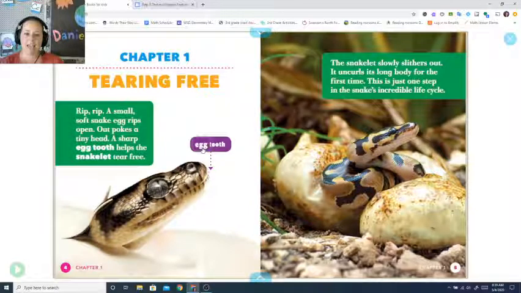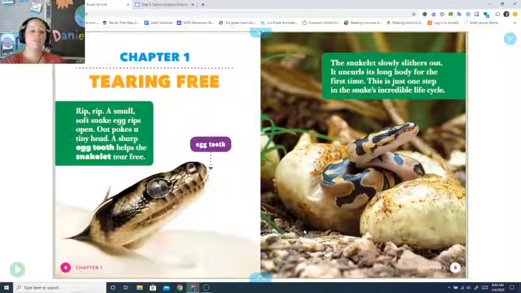So this says egg tooth. And we can see that it's pointing to this tiny little pokey thing out of the front of the snake's nose, more towards its mouth. Okay, so those are the text features on this page. The graphic features would be the pictures. So this picture of the little snake baby coming out of the egg, this picture of the little snake baby that is almost all the way out of this egg.